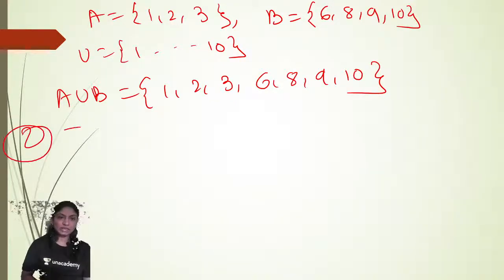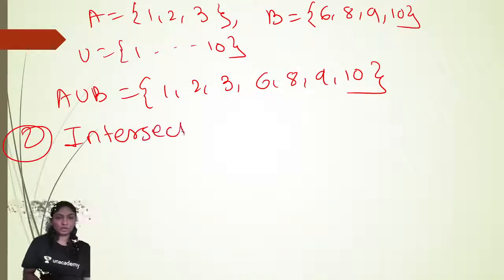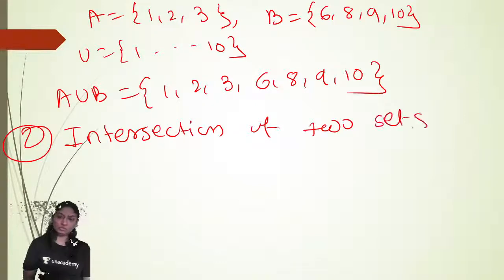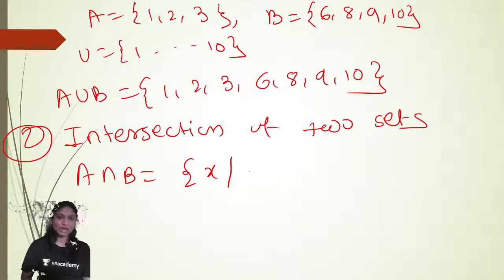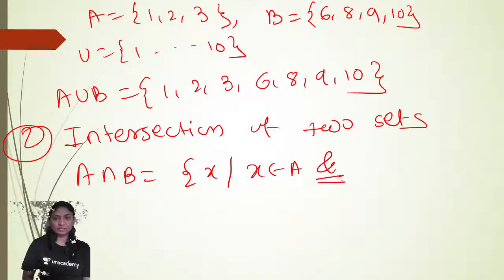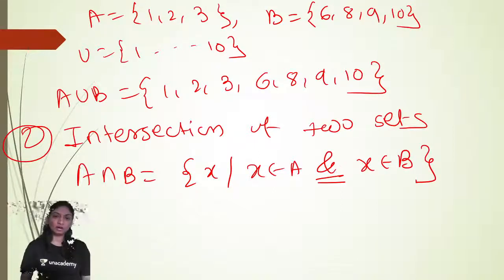Now the second one, intersection of two sets. So what do you mean by A intersection B here? A intersection B is equal to the set of X such that X is in A and, this word is important, X is in B. It belongs to both the sets. X is in A as well as in B.